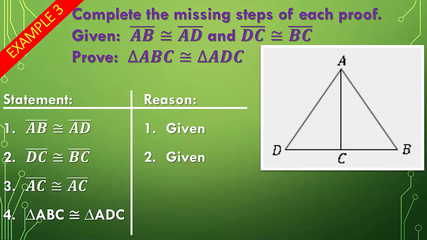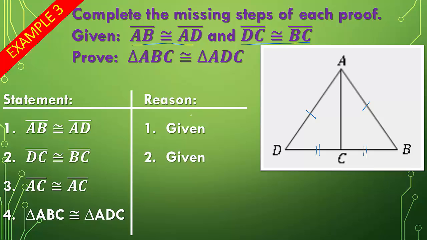Last example, we have to complete the missing steps of each proof. So we're given that segment AB is congruent to segment AD, and we're told that segment DC is congruent to segment BC. And we need to prove that the triangles are congruent. So remember what we learned about how to prove triangles congruent. So we write our first two steps as our given. This is one step. This is the second step.